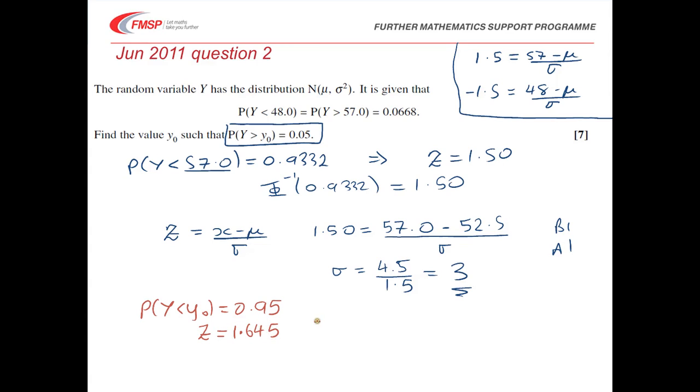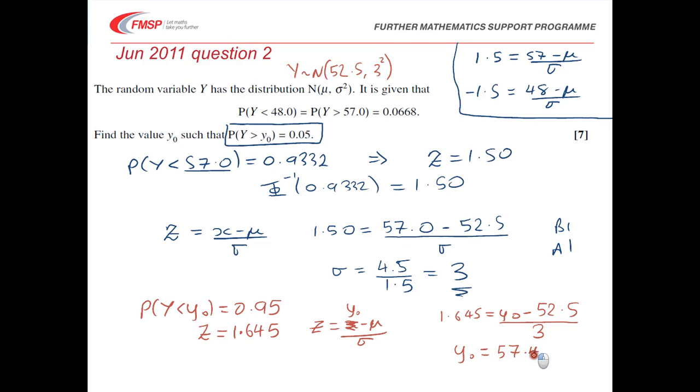And again, using the same mathematics, z is equal to x minus mu over sigma, except in this case we're not using x, we're going to use y0. Then we've got 1.645 is equal to y0 minus the mean, which we now know. Okay, the mean is now 52.5. It's always a good idea, once you know it, to actually rewrite your distribution. Okay, y0 minus 52.5 divided by 3, and if you solve that equation, you get y0 to equal 57.4. And again, we're always doing to 3 significant figures.